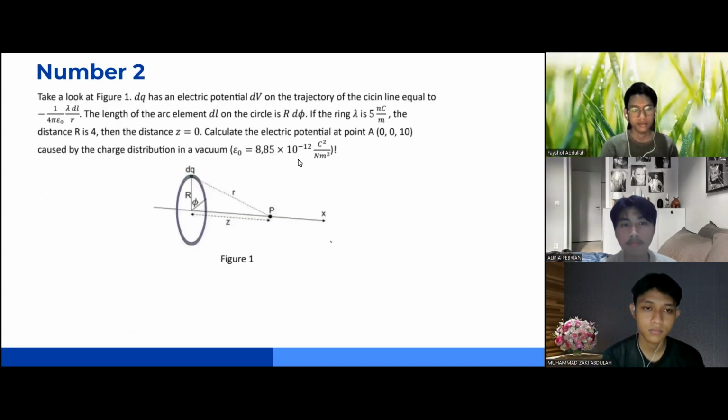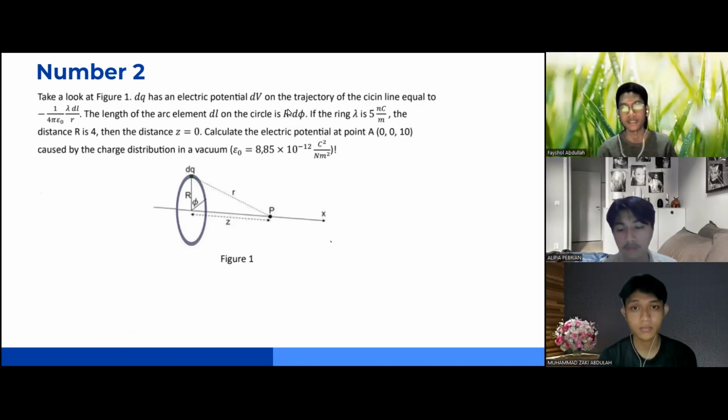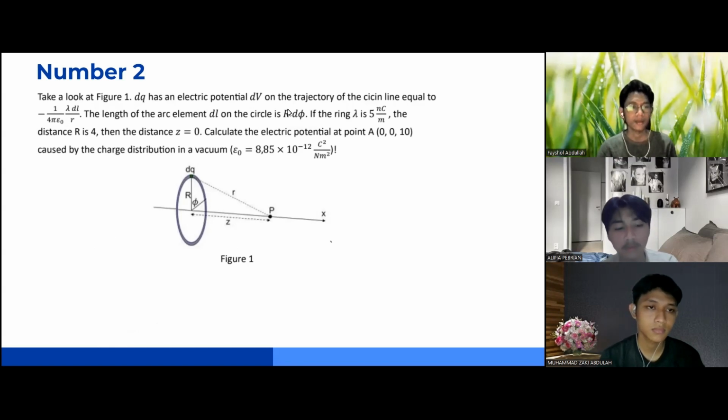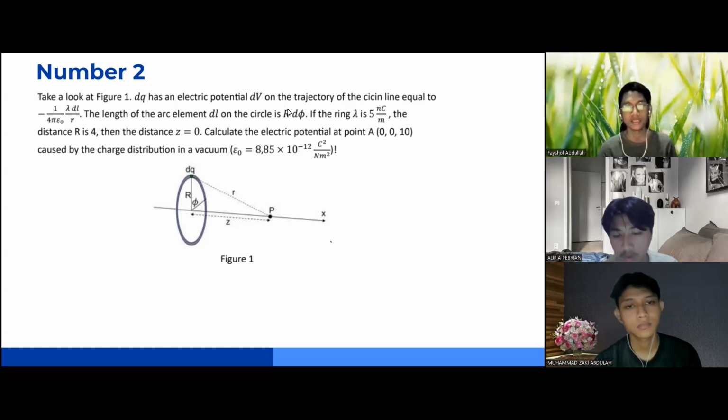Okay, next. Number 2, take a look at figure 1. The charge element dq has an electric potential dV on the trajectory of the ring equal to 1 over 4π ε0 times λ dl over R, and the length of the arc element dl on the circle is R dφ.